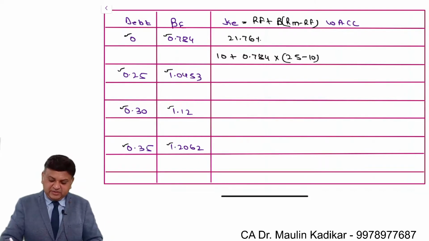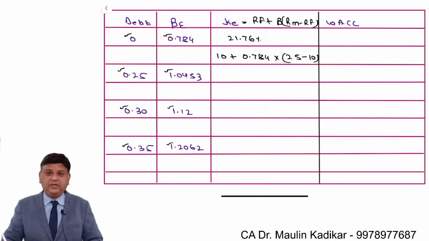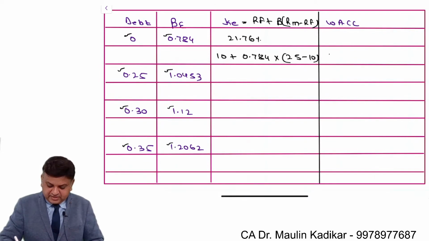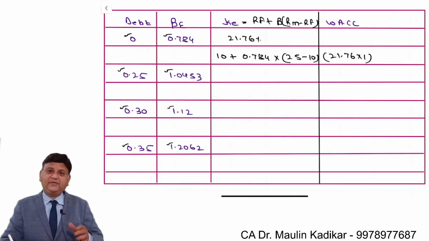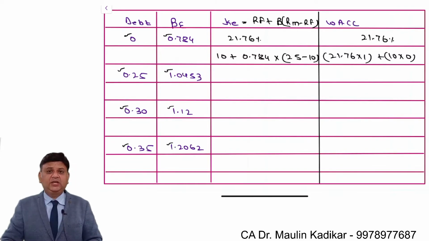As far as the weighted average cost of capital is concerned, it is calculated as a simple weighted average. That is cost of equity into weight of equity. That is 21.76 into 1. Why? Because debt financing is 0. So plus cost of debt financing into 0. So it comes to, of course, 21.76% because it is an unlevered form.